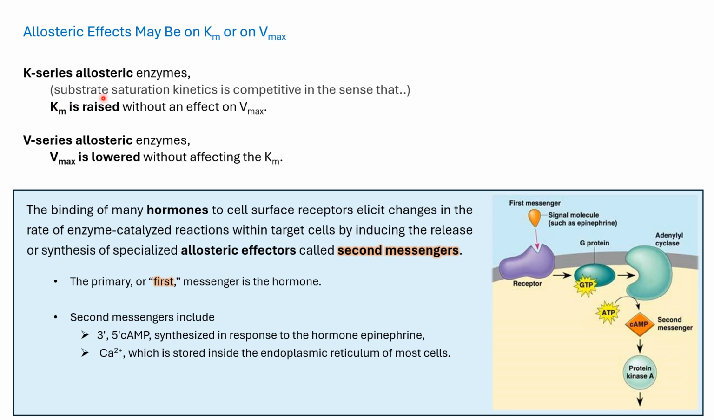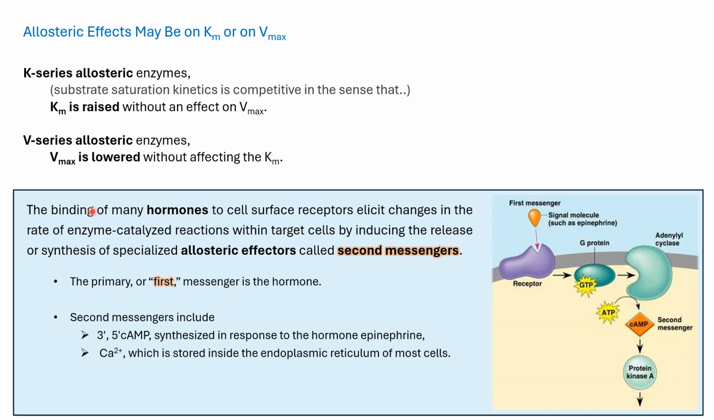So K-series allosteric enzymes can be made to be sensitive to inhibitors, which will make the enzyme less efficient and slow it down. The V-series allosteric enzymes work in a different way, or they're modulated in a different way. With them, Vmax, the maximum rate, is lowered, but the Km remains the same.